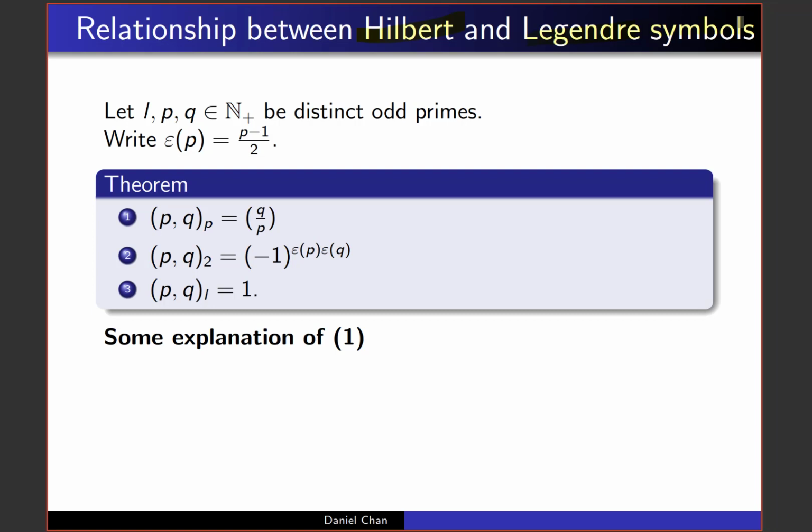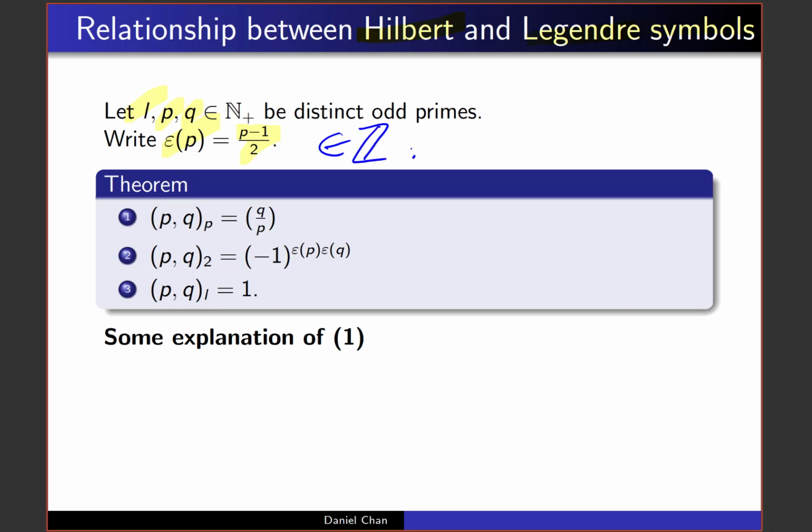Normally when you write Gauss's quadratic law of reciprocity, you have two distinct odd primes, P and Q. I'm going to throw in a third one, which is also different from those two. And also appearing in Gauss's quadratic law of reciprocity is this function here. Epsilon P is going to be the following integer. Since P is odd, you can subtract 1 to get an even number and divide by 2, so it's still an integer. So epsilon P is an integer.